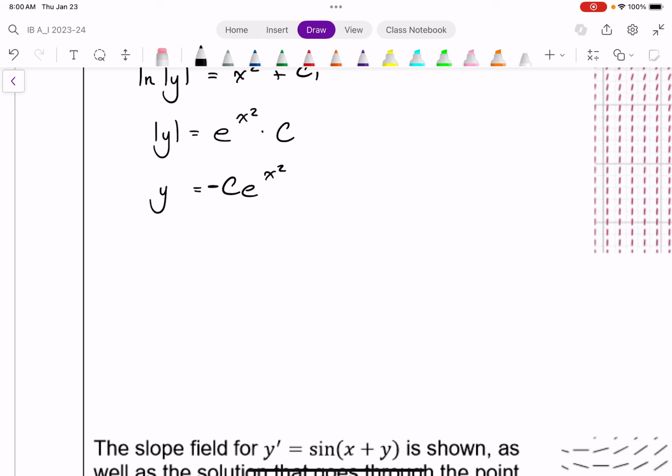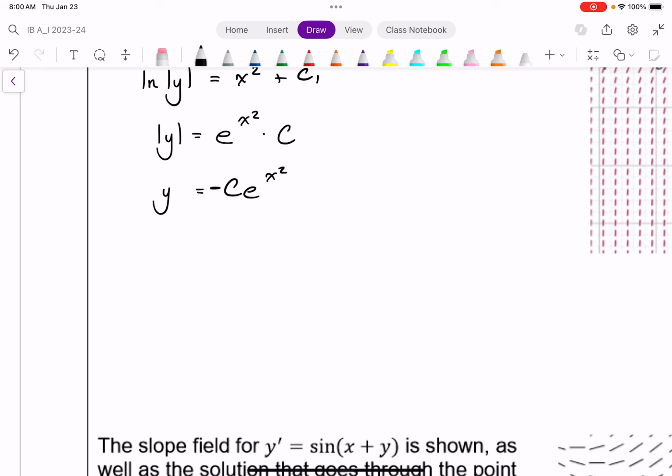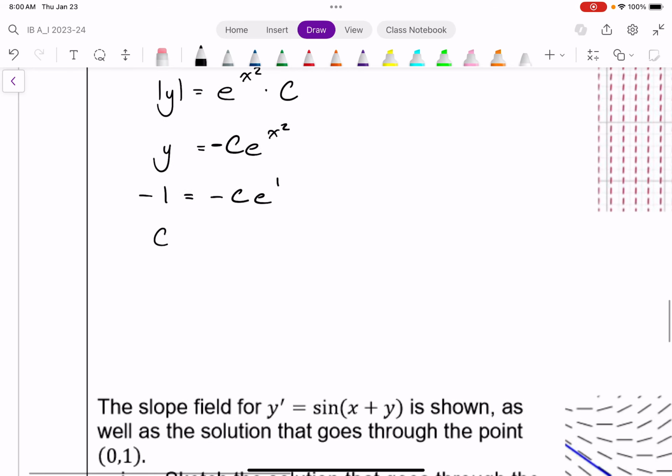All right, so now I can put in the particulars of what we're told, which is when x is 1, y is -1. And so in this case, I get -1 equals negative c times e to the power of 1. Which means c, with a quick little bit of algebraic work, must be 1 over e. Which means my general solution, if this here is 1 over e, that means my particular solution here is y equals -1 over e times e to the power of x squared.